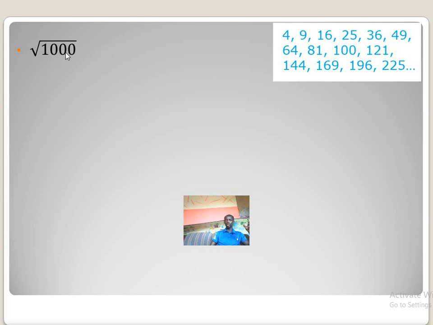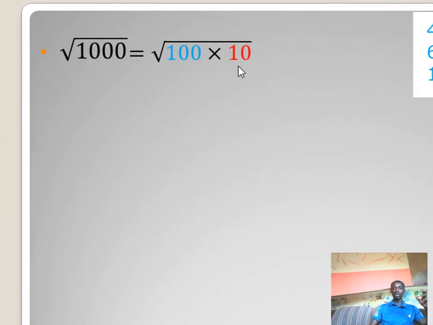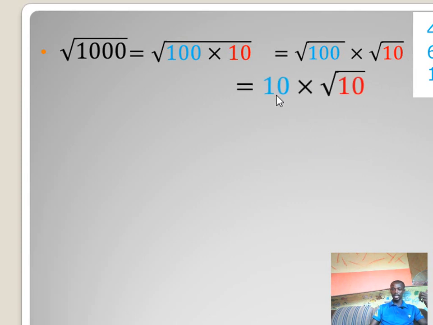Now I want to express 1000 as a product of 100. That is going to give me 100 multiplied by 10. That is root 100 multiplied by root 10. Okay, now from root 100 I can get 10, and root 10 is still root 10.